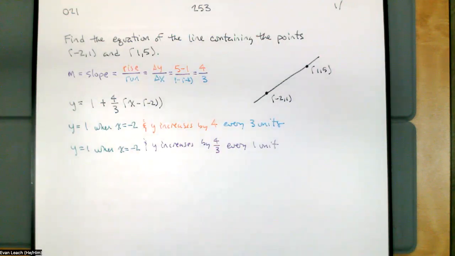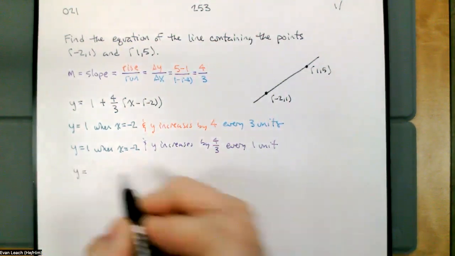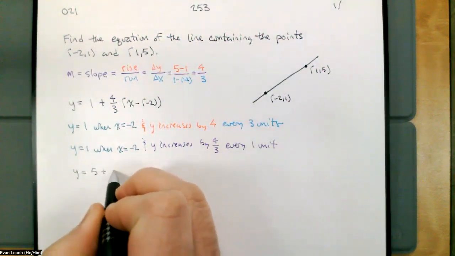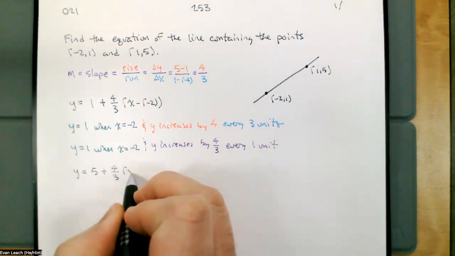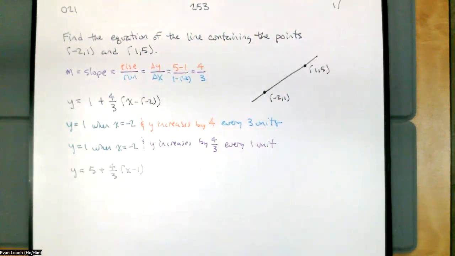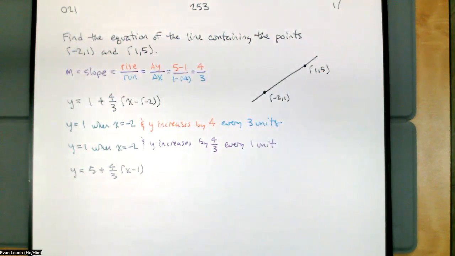So this is the equation using the point -2, 1. I could also write this from the point 1, 5. Y starts off at 5 when x is equal to 1. So the sentence that would describe what's going on from this equation, I'd say y is 5 when x is 1. Those split up. And y increases by 4 every 3 units. That's the rise and the run.